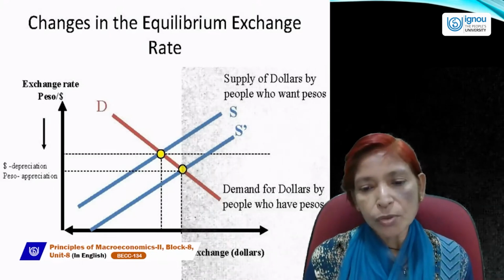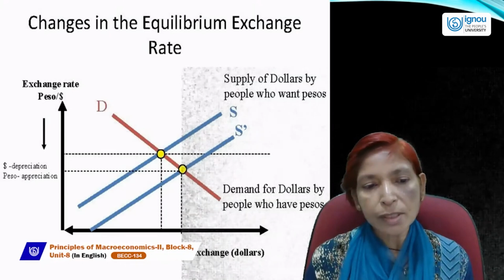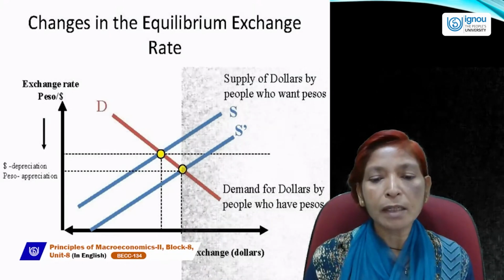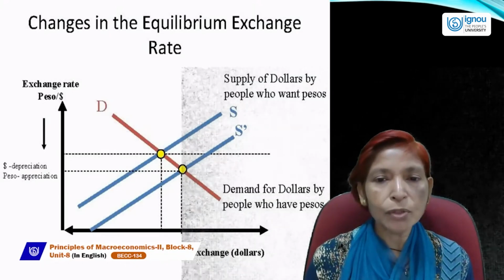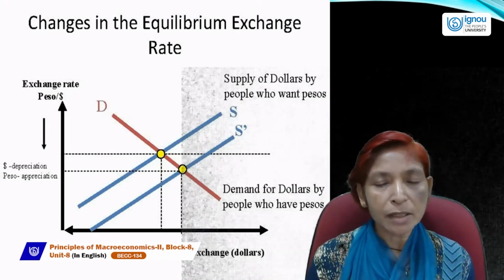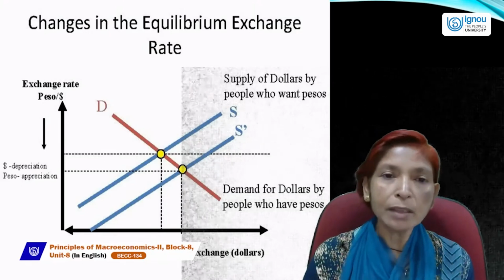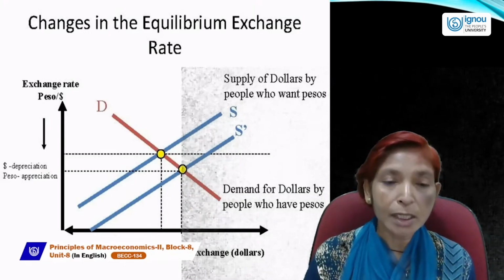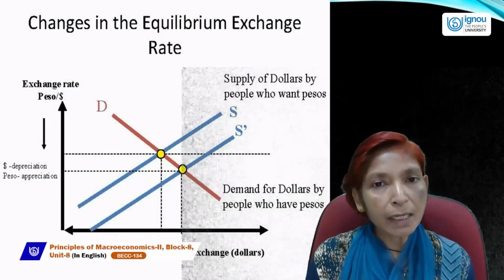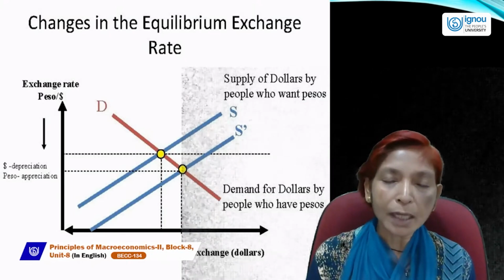and the quantity of foreign exchange will rise. So the demand curve is the demand for dollars by people who have pesos, the supply curve shows the supply of dollars, and the exchange rate is determined by the intersection of the demand and supply curves of foreign currency, and it can change. Either it may be a change in the supply of foreign exchange or in the demand for foreign currency.